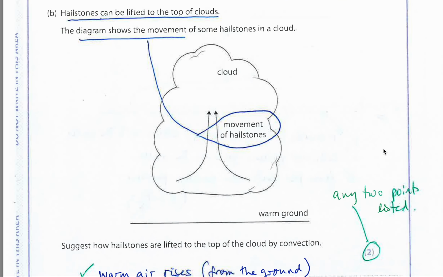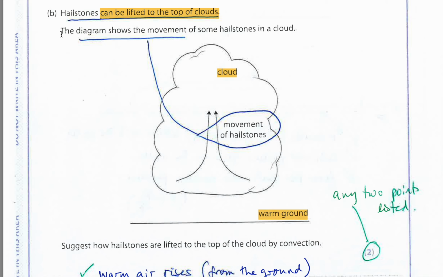Okay, the next part of the question is about convection currents. So they want you to know that hailstones can be lifted to the tops of the clouds. That's how they get cold. That's probably why they freeze, because the top of the cloud is going to be much cooler than near the warm ground.